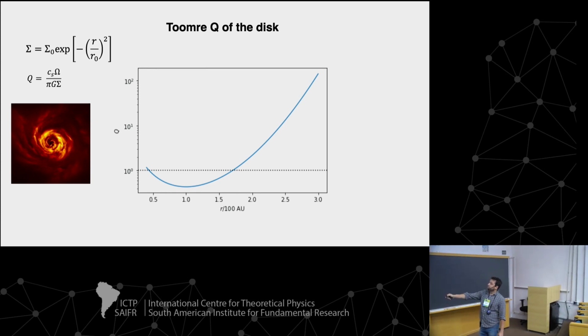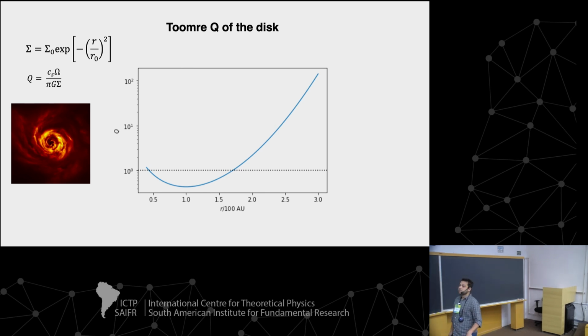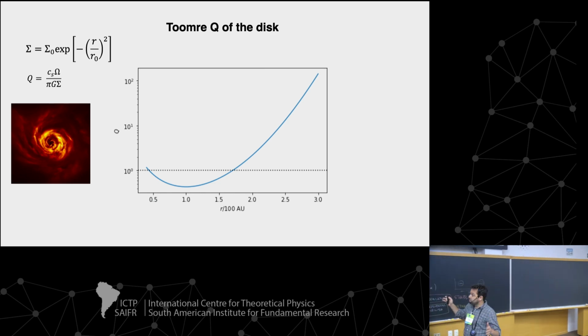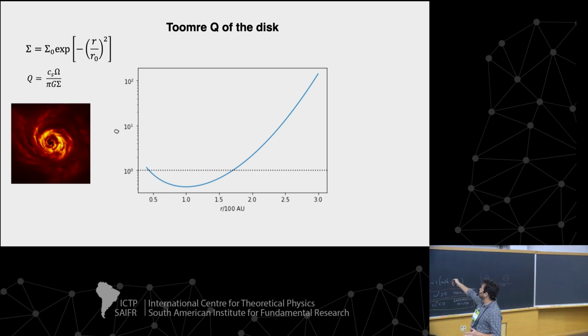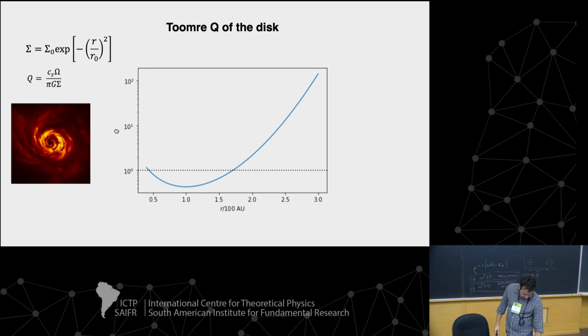You find that the Q value is indeed lower than 1, less than 1, between 50 AU and about 150 AU. So this is a sign that the disk between 50 and 150 AU is indeed gravitationally unstable. And that's squarely where we find this object that could be a gravitationally unstable planet.